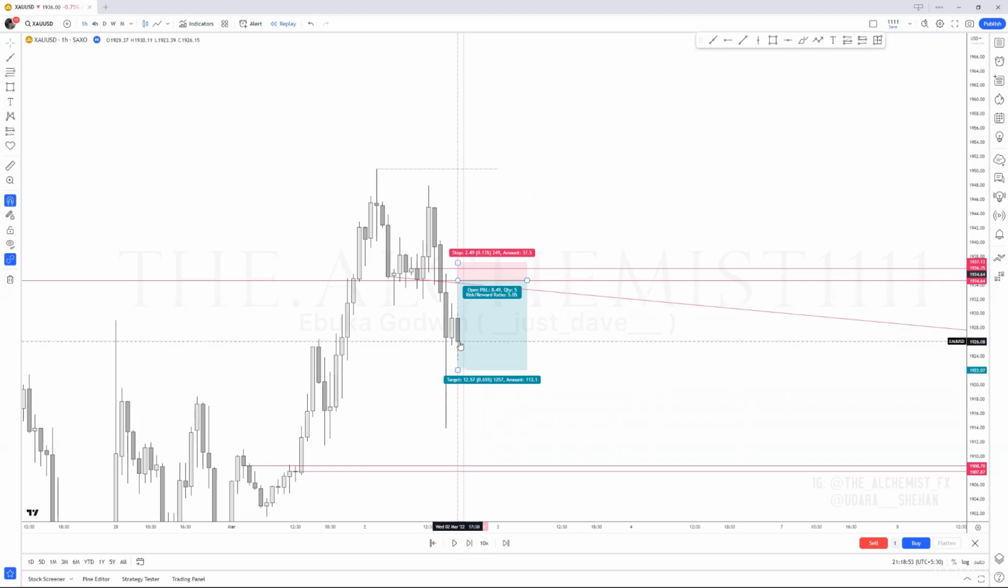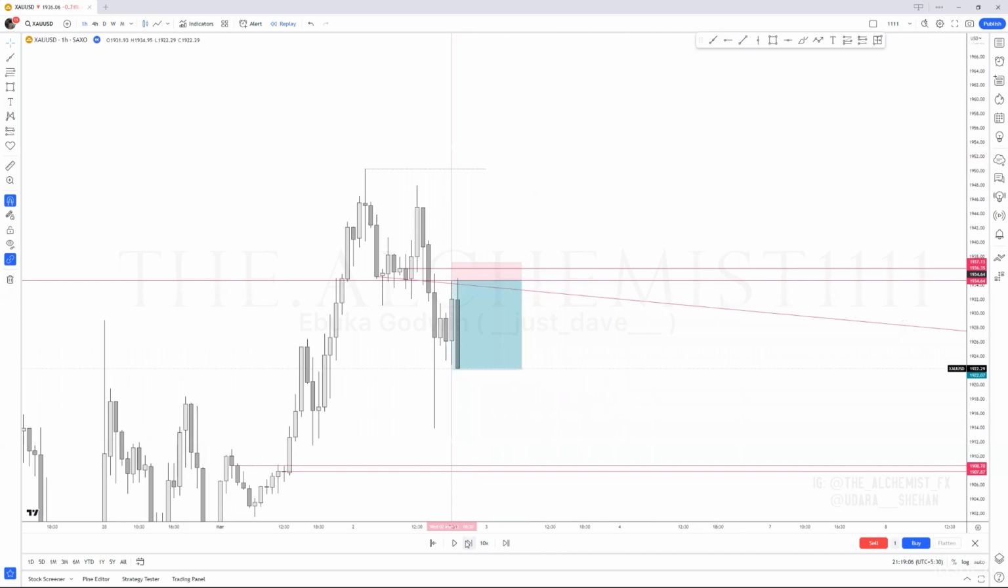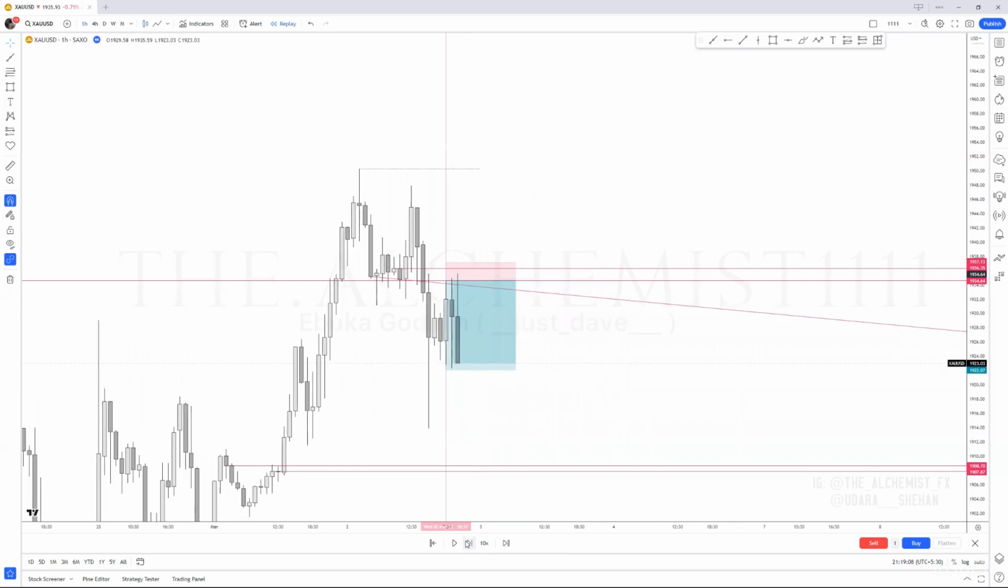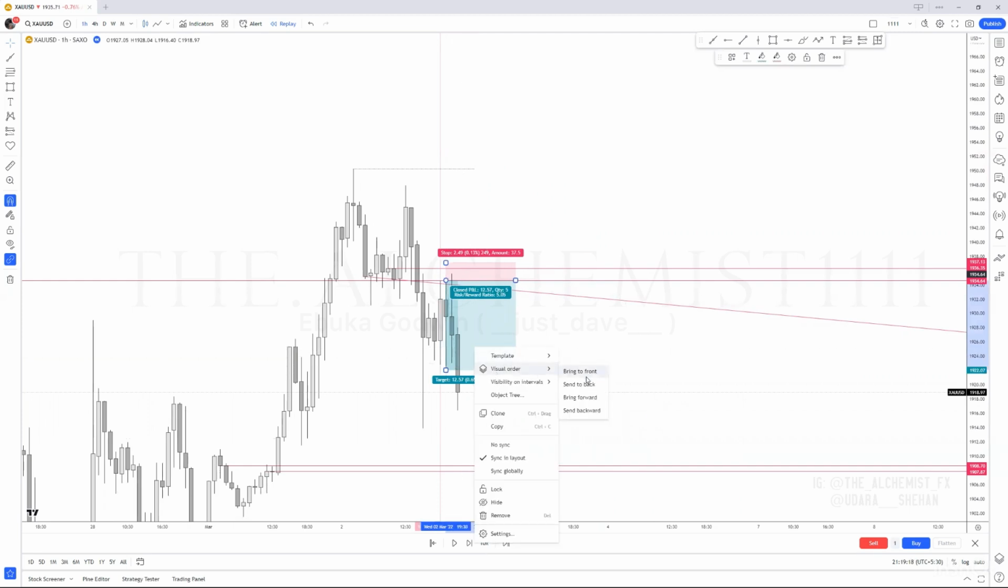Shit, did we miss it? New York has opened. There it goes. Okay, New York kill zone. During New York, it goes into our entry. I think we're getting the good rejections. Let's see. Okay, there it comes. There it comes. Okay, that's enough. That is more than enough. See, if you patiently waited, there you go.